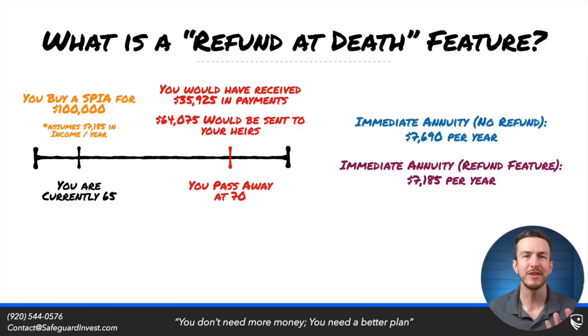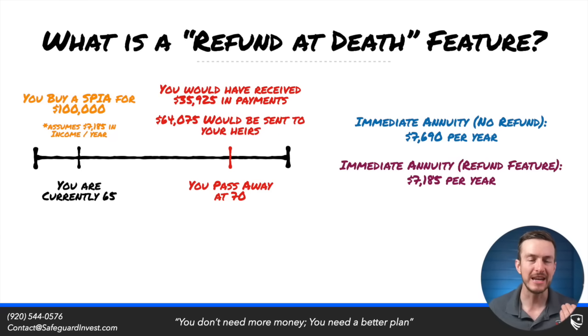Now, there's one feature that is offered with both QLACs and SPIAs. A SPIA is simply an income annuity that has income payouts begin more or less immediately. SPIAs, like QLACs, do not have the cash value feature that variable and index annuities have, but they do have the opportunity for a feature called a refund at death feature. Here's how this works. Let's say you purchase a SPIA or QLAC at age 65 and you unfortunately pass away at age 70. In the case of a QLAC, you receive no income yet. In the case of a SPIA, you've received income but not enough to equal your initial investment.